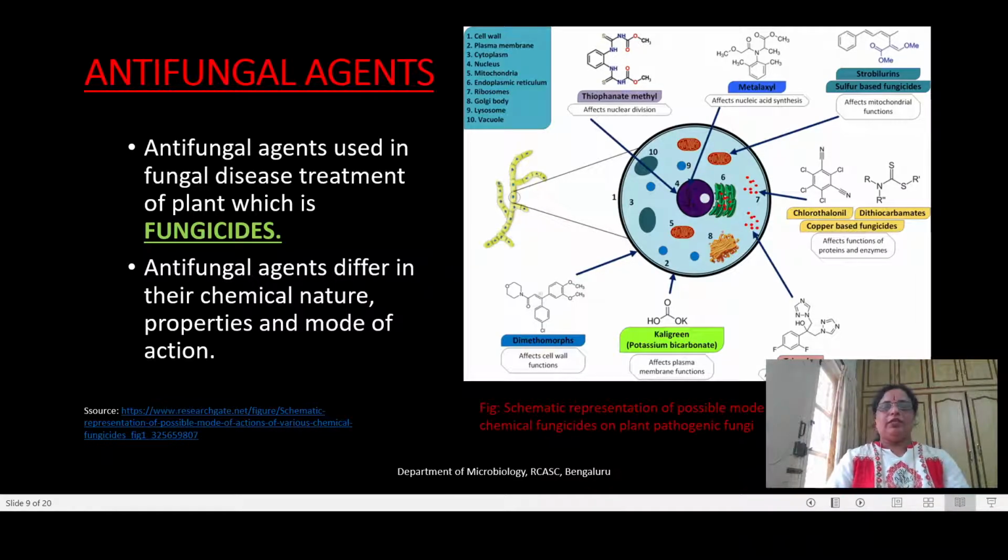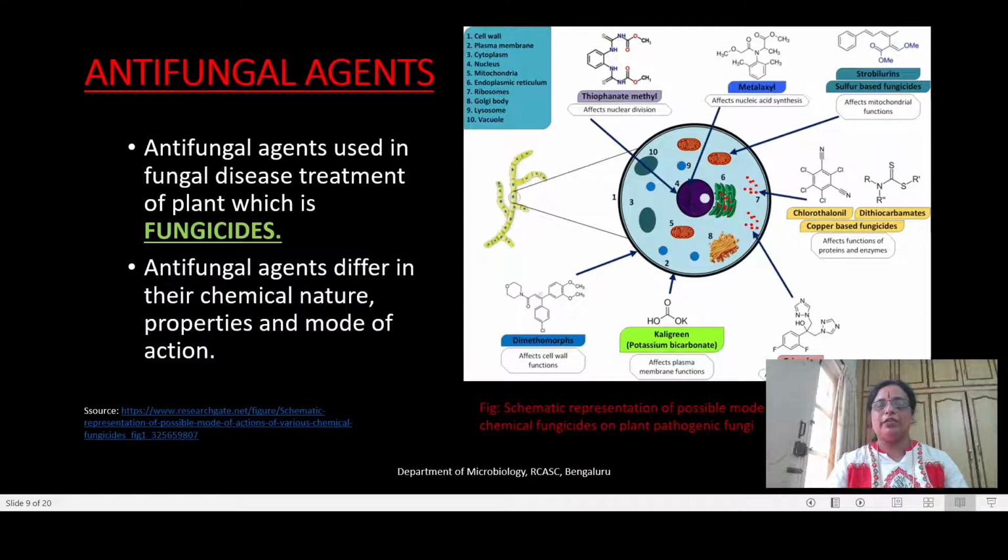So antifungal agents, these are certain chemicals which we are going to use to control the fungi. They are also called fungicides. If you are going to use it for plants, it is called a fungicide. These fungicides, that is antifungal agents, have a mode of action.